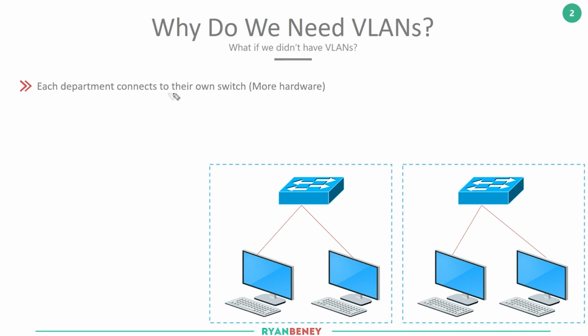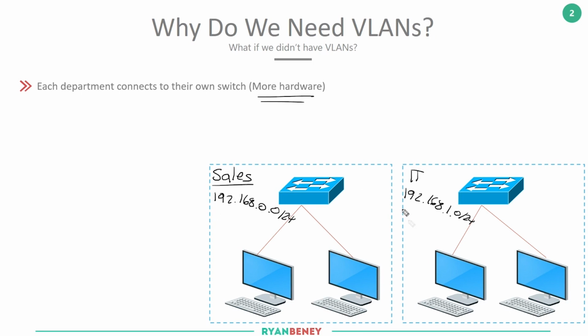Each department connects to their own switch, and if they have their own switch, it means they require more hardware. So at the moment, let's say we have two departments here. We have sales and we have the IT department. Let's say that sales live on 192.168.0.0/24 and the IT department lives on 192.168.1.0/24. These are completely different subnets.